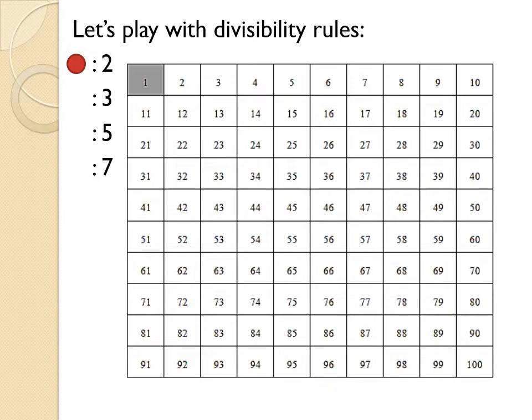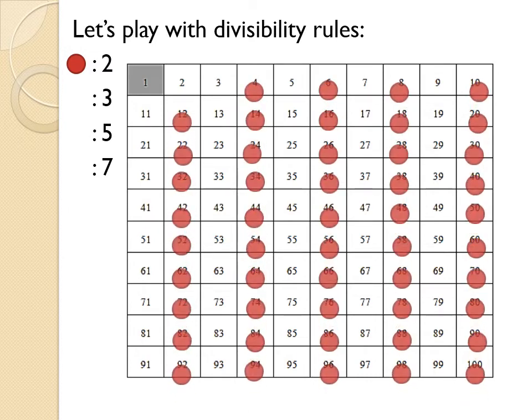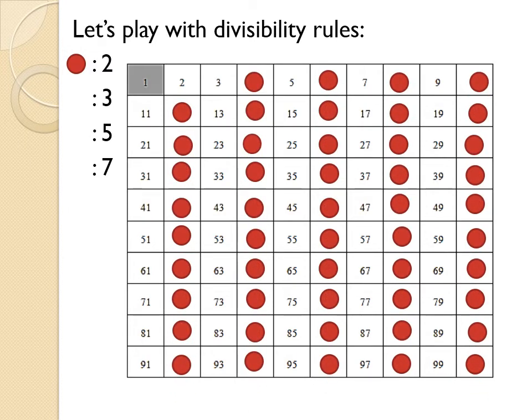What are the numbers that are divisible by 2 other than 2? They are 4, 6, 8, 10. Let's hide them by a red circle. 12, 14, 16, 18, 20, and so on.